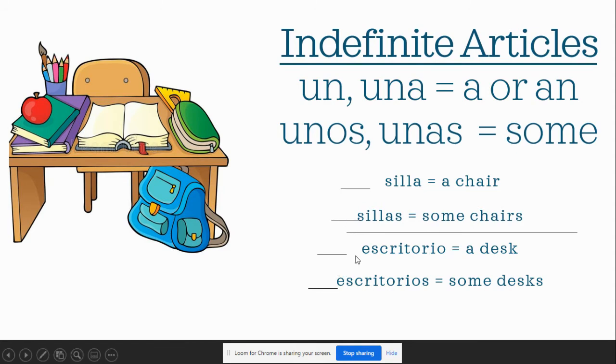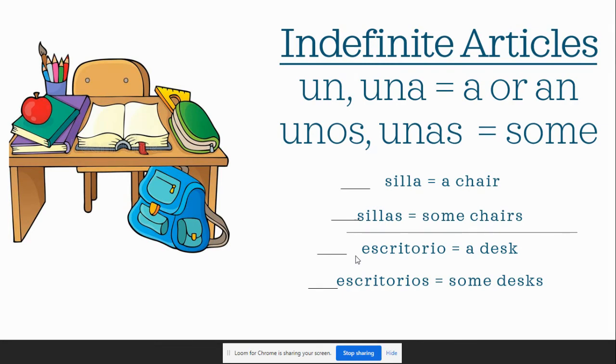So we have escritorio, which simply means desk, but we don't want to just say desk. We want to say a desk. Let's do it together. Would I use un or would I use una? Those are the two singular indefinite articles. Which one would I use? Yes, I would use un. You got it right. We would use un because un is the singular one, but it is also the one that applies to our masculine nouns. And so, un escritorio, yes, a desk.